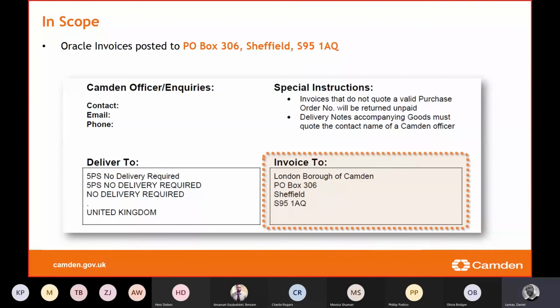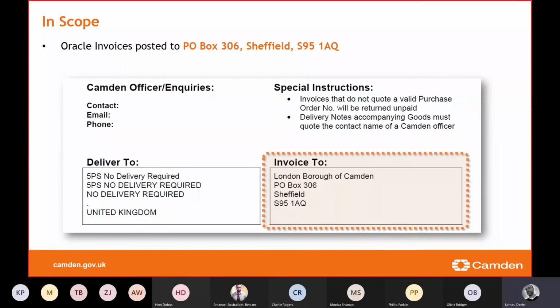Okay, so we talked about what's out of scope. So what's in scope? You should all be here because, at present, you post your invoices to our PO box in Sheffield. So that's PO box 306 Sheffield. I've got a detail of one of our purchase orders here. The header's missing and the body text, but you can see the invoice to field. That should be familiar to you, and that's the instruction on the purchase order asking you to send your invoice to Sheffield. So that's the as-is process, and that's what will be changing.